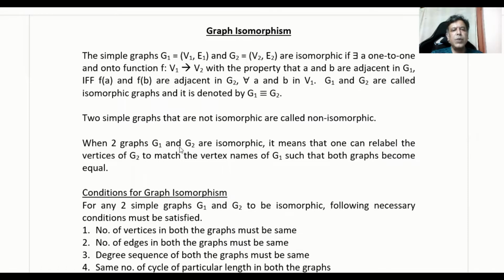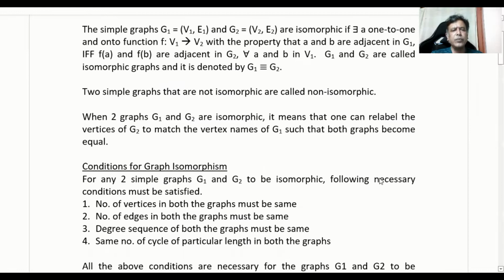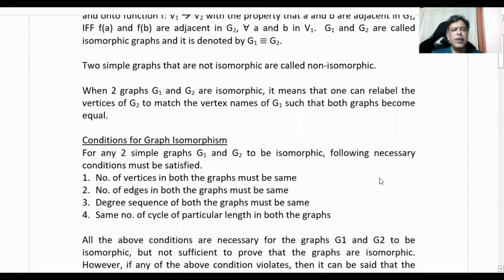When two graphs G1 and G2 are isomorphic, it means that one can relabel the vertices of G2 to match the vertex names of G1 such that both graphs become equal. What are some of the conditions when we are given two graphs? How do we check? These are the conditions to be checked.